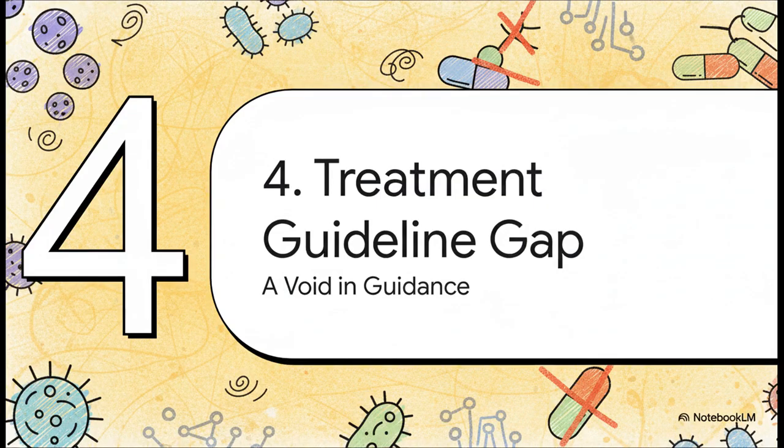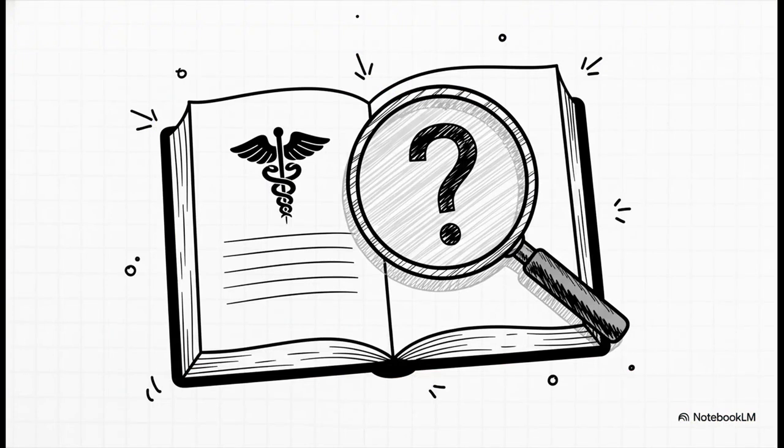Okay, this leads us to a huge challenge. You've identified this in your lab, now what? How do you advise the clinical team on treatment? Well, here's the problem. There's basically a vacuum of information. If you look at the Dutch SWAB guidelines, for example, you'll find no specific recommendations for Moraxella atlantae.